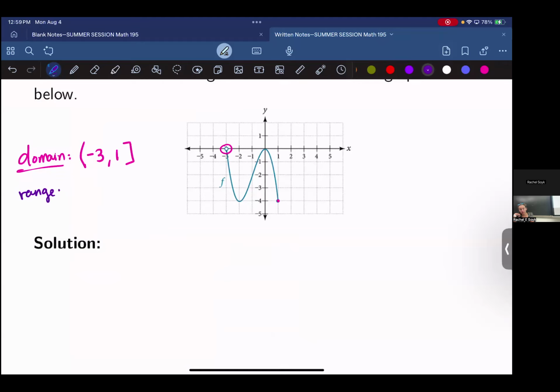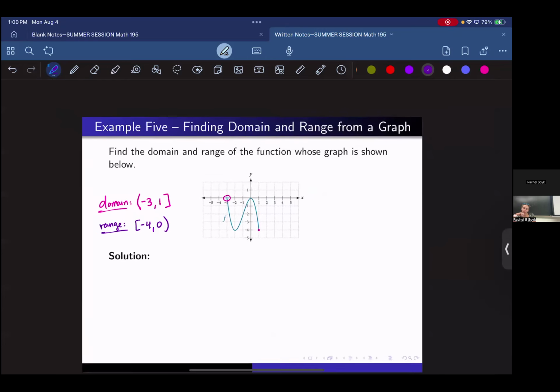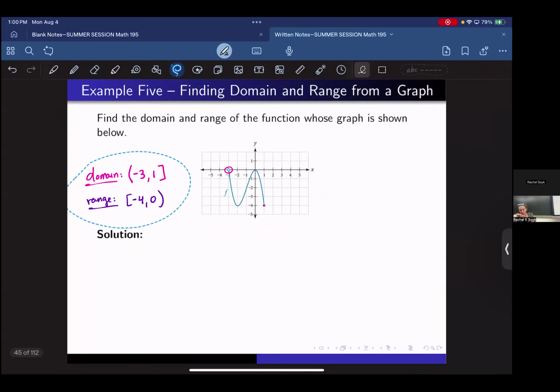Whereas our range, now we're looking from up to down or down to up, our smallest value is -4, it's a closed circle, so we're going to include it, -4 hard bracket. And then it goes all the way up to our x-axis, which is 0, but it's an open circle, so we have a soft bracket, and that's it. Put it down here.